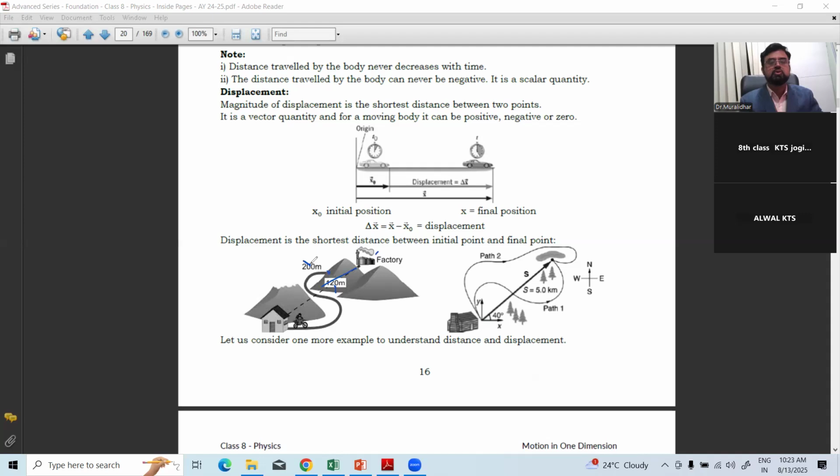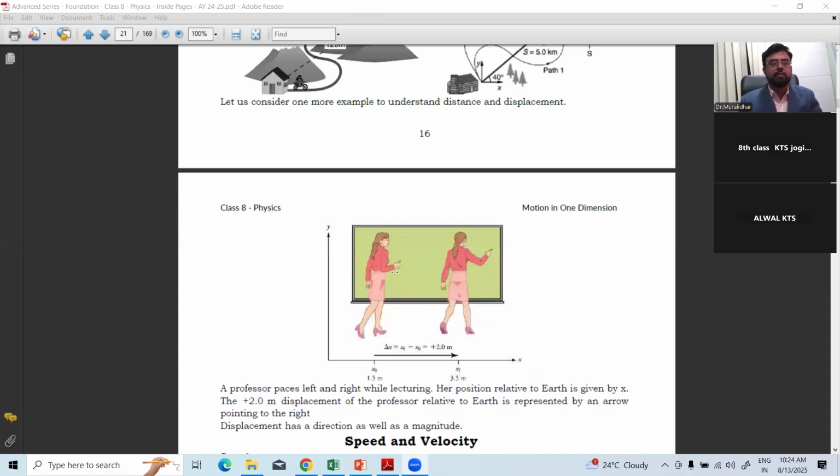Right? So distance is nothing but the entire path where you travel. Displacement is the shortest path. So these are two terms which come across when a body is in motion: distance and displacement. Clear? So as you move forward, there are some more examples given.